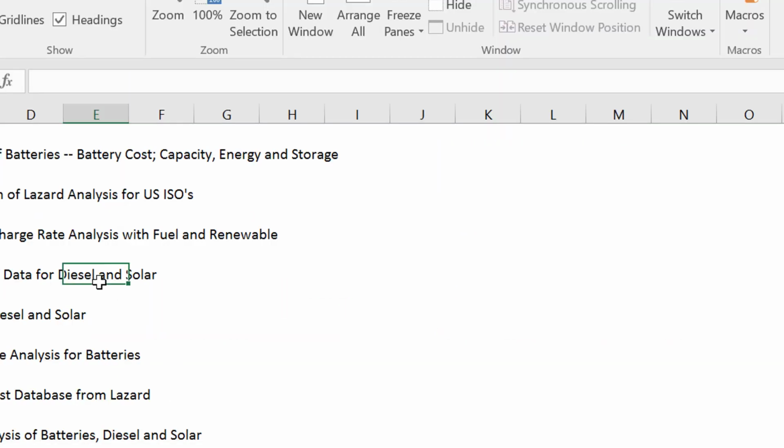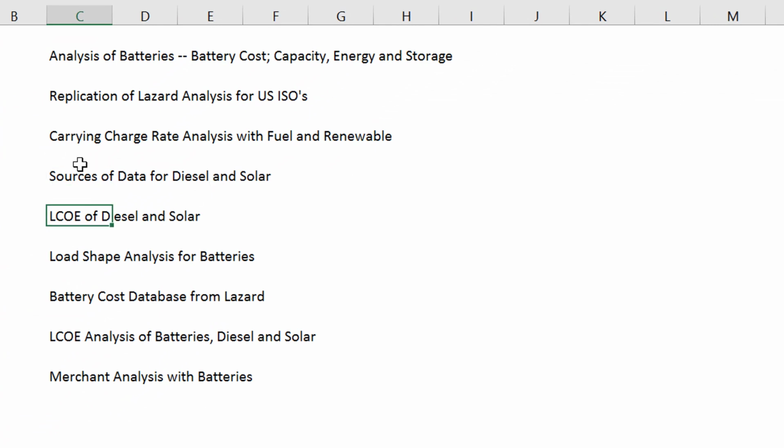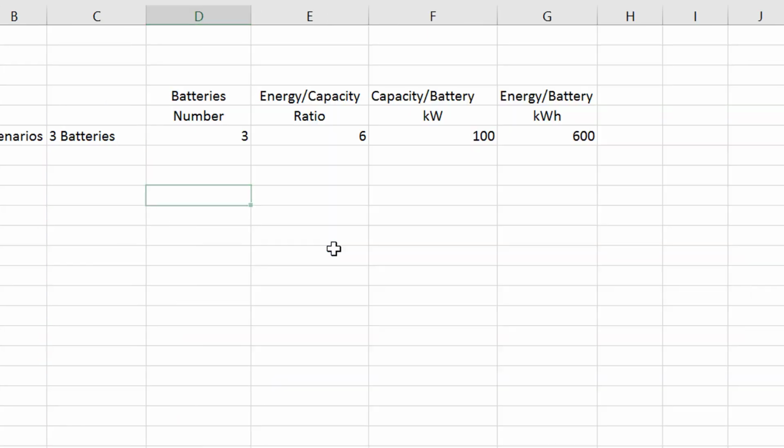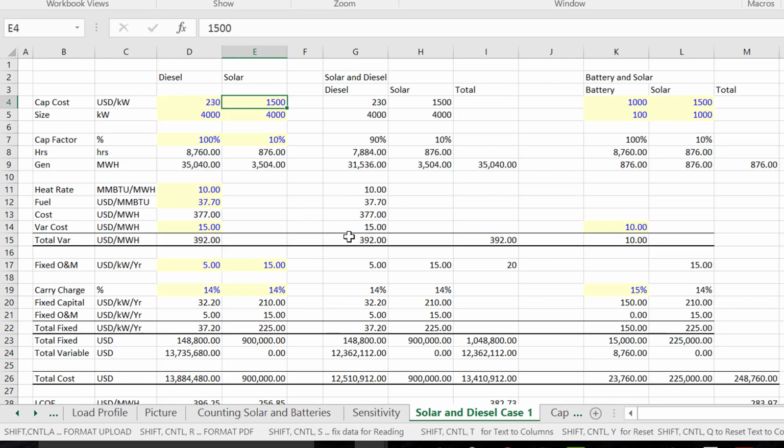Okay, so we're going to talk about where to get data for diesel and solar. And then we're going to work through the LCOE analysis of diesel and solar, and I did it just a little bit here already. We'll put diesel and solar separately, but the real question is the total LCOE cost of solar compared to the variable cost of diesel, because you probably still need diesel at night. To do that, you can put diesel and solar together and see what the total cost is if you put them together versus if you put them separately.